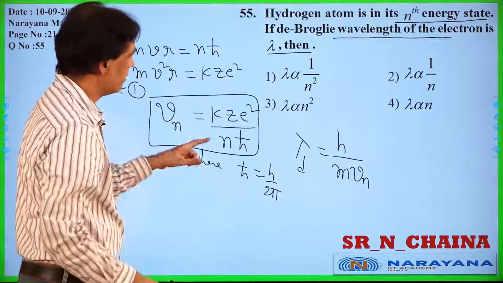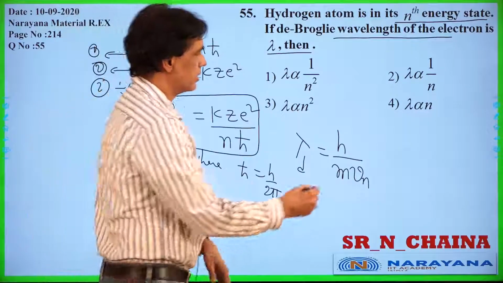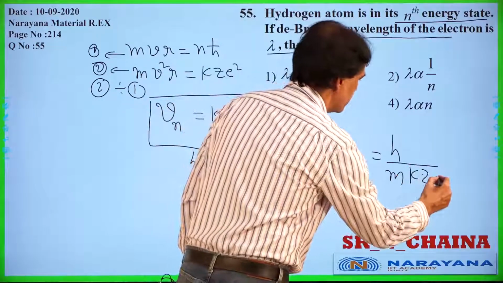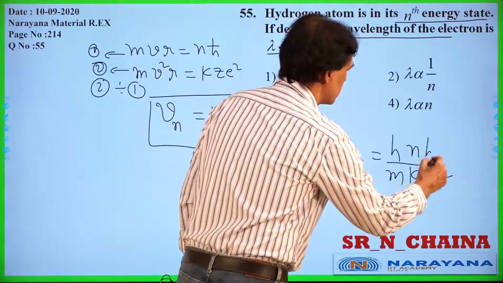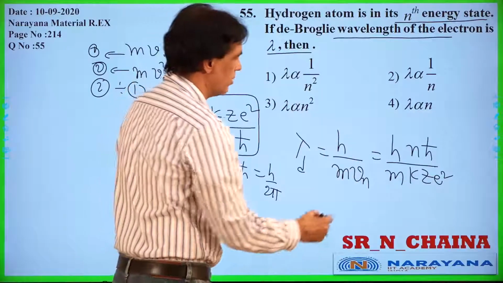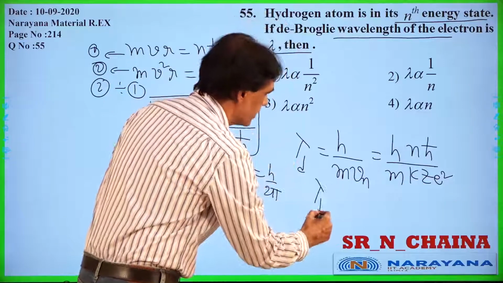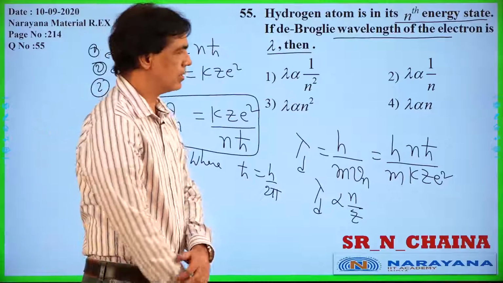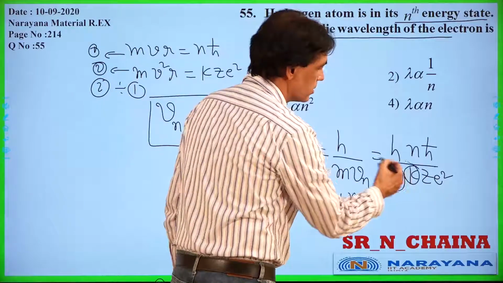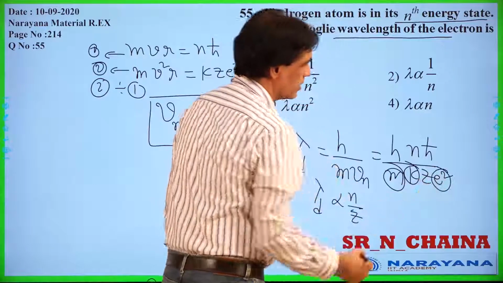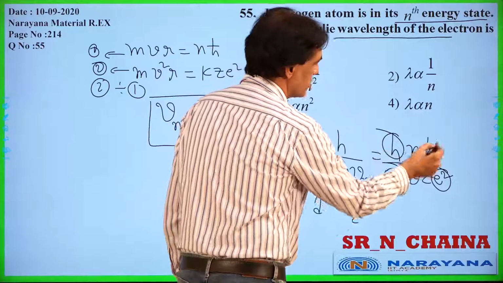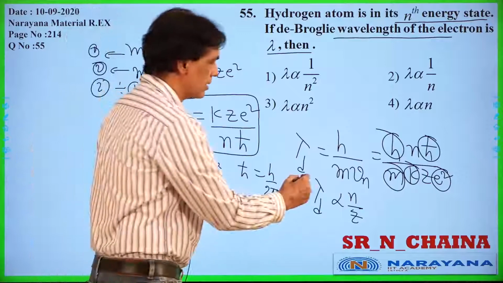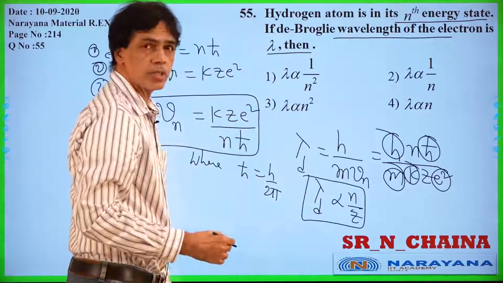From this, I'll substitute it here, then I'll get h by m into, what is Vn? k z e square by n h cross. So if you see this equation, the variables are n and z. That means lambda de Broglie is directly proportional to n and inversely proportional to z. That's it. Remaining all constant. See here, mass of the electron constant, k is constant, 9 into 10 power 9, e square, charge on electron constant, Planck's constant, h cross, h by 2 pi constant. So what are variables? n and z. So de Broglie wavelength is directly proportional to n and inversely proportional to z.